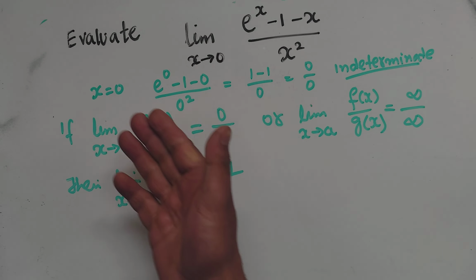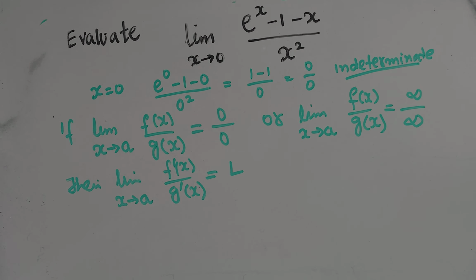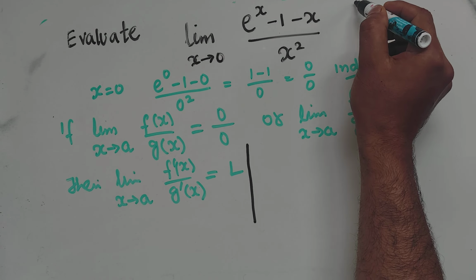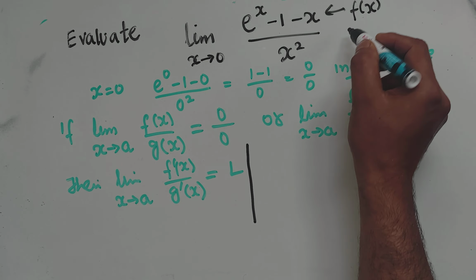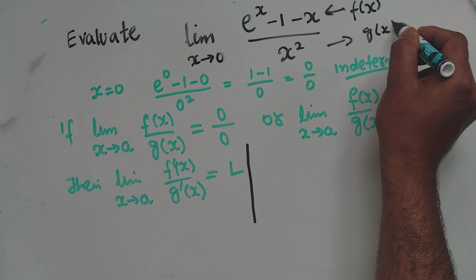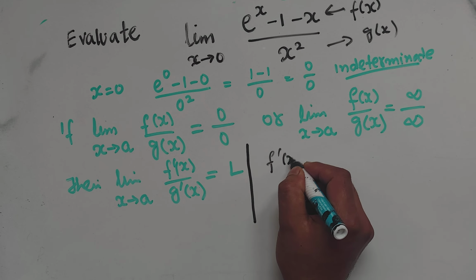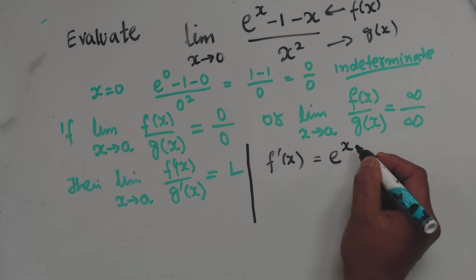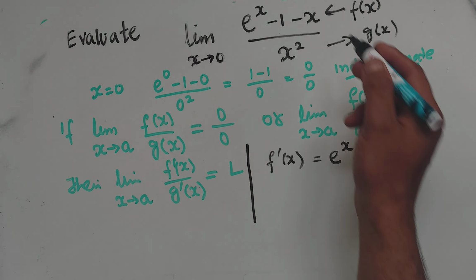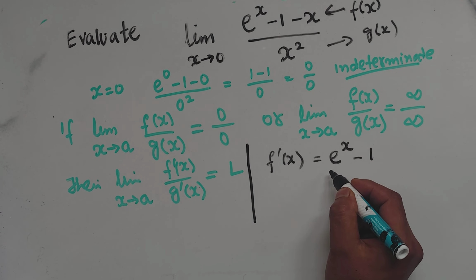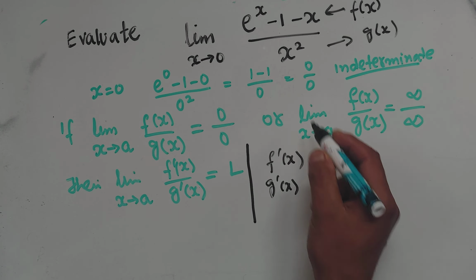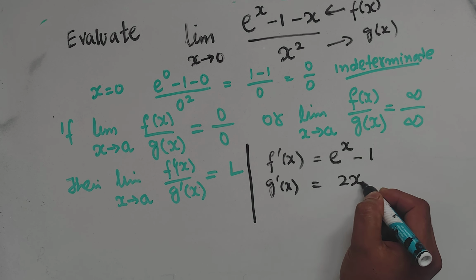So here we have seen we cannot use the direct substitution method, so what will we do? We will use L'Hopital's rule. So let us suppose this is our f of x, this function, this is g of x. So let us take f prime x, the derivative of this function. The derivative of e^x is e^x again, the derivative of a constant is 0, and the derivative of x is 1. Let us take g prime x, the derivative of this function, so we get 2x here.